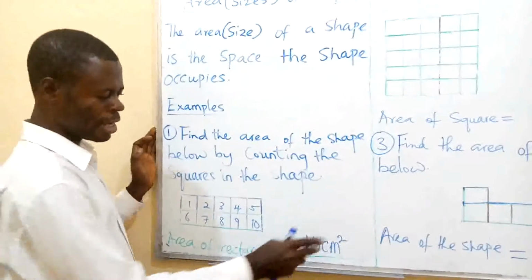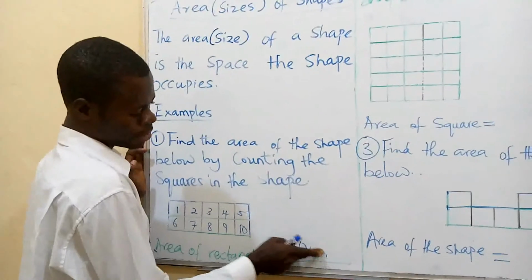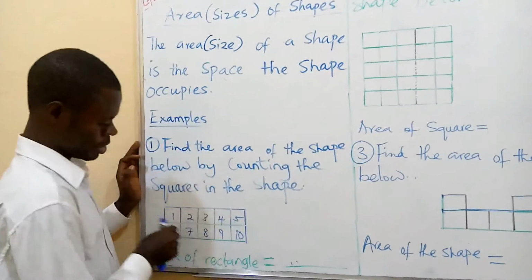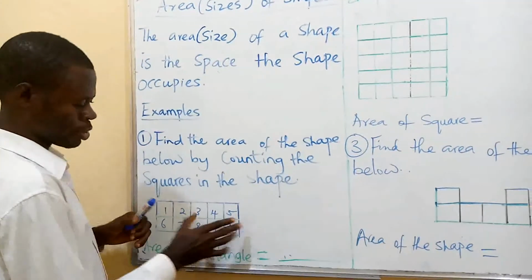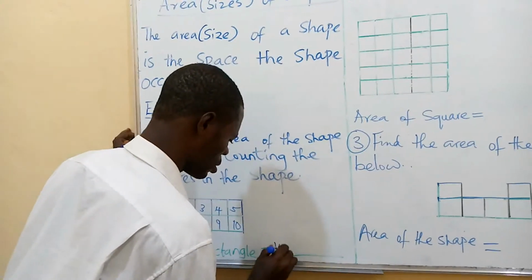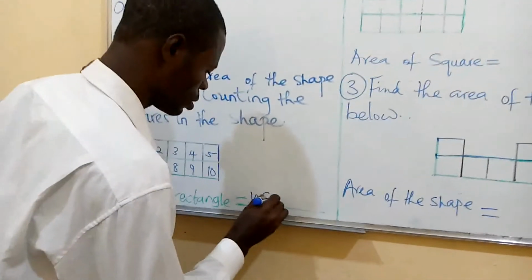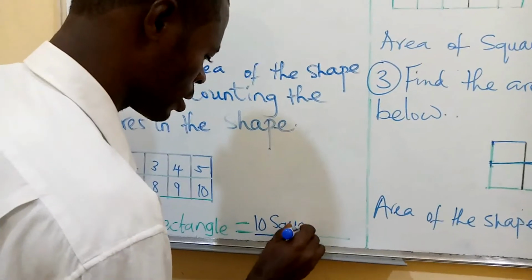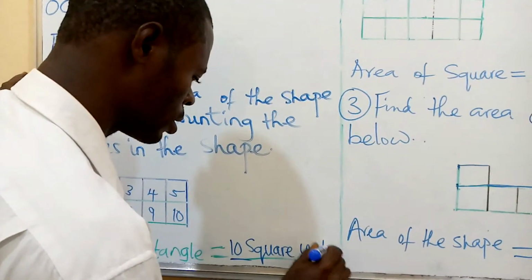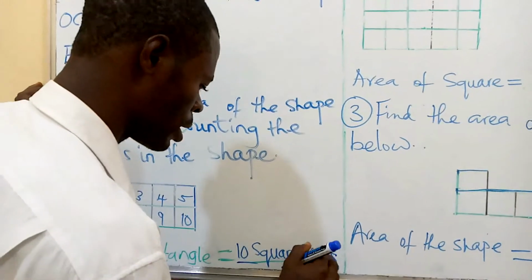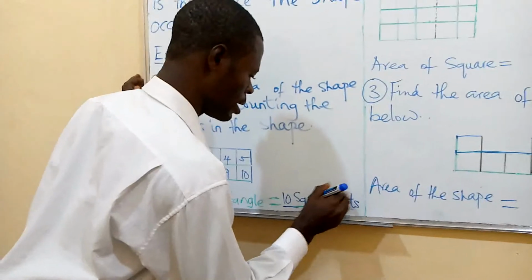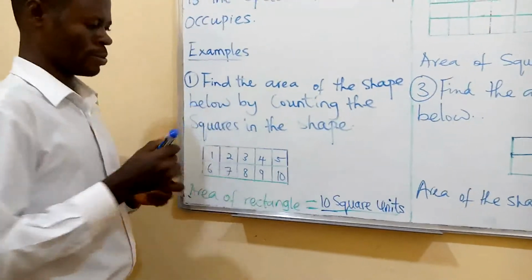Sorry, for your level, let's use 10 square units. Just like we have 10 squares here, so we are going to have 10 square, you add units. Okay? 10 square units. Alright? So that's the area of this shape.